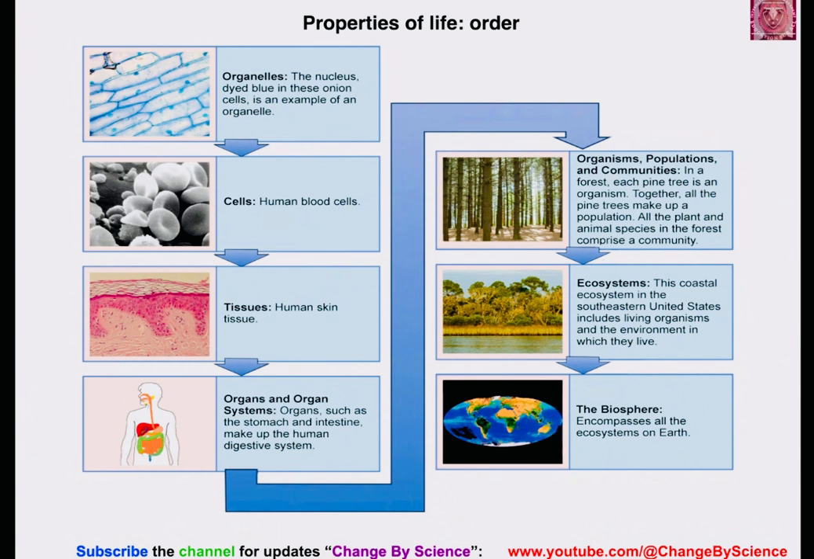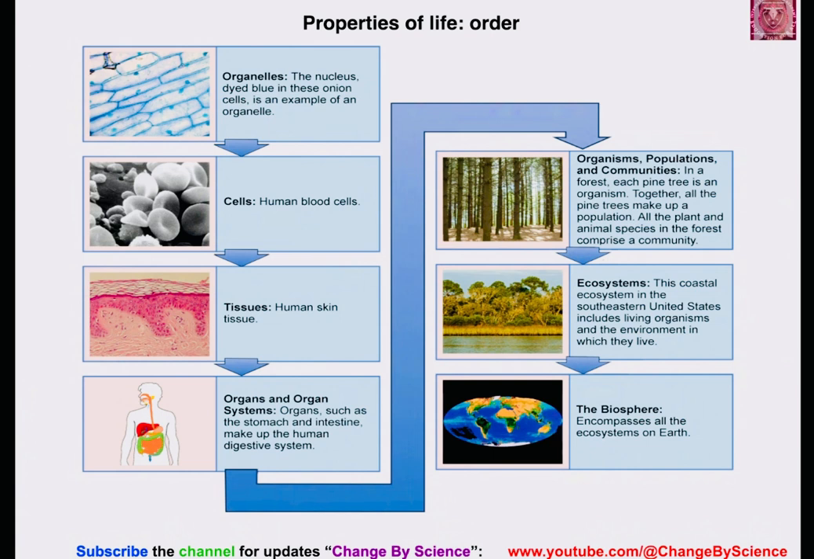Organelles: the nucleus, dyed blue in these onion cells, is an example of an organelle. Cells: human blood cells. Tissues: human skin tissue. Organs and organ systems: organs such as the stomach and intestine make up the human digestive system.